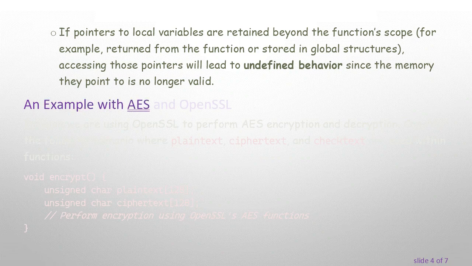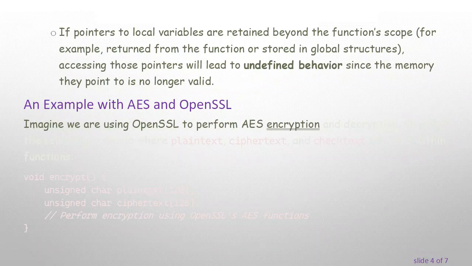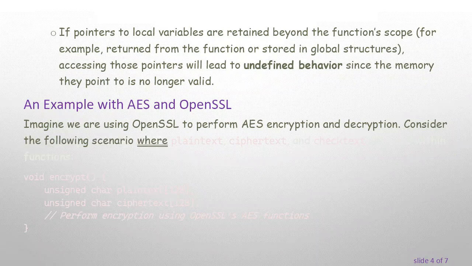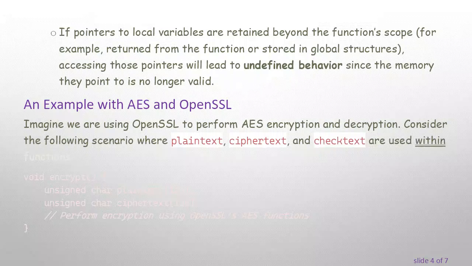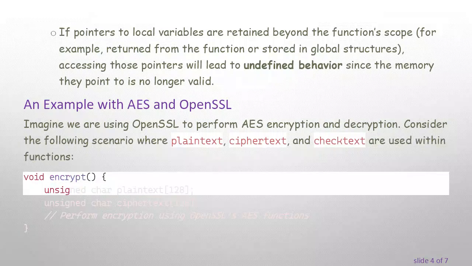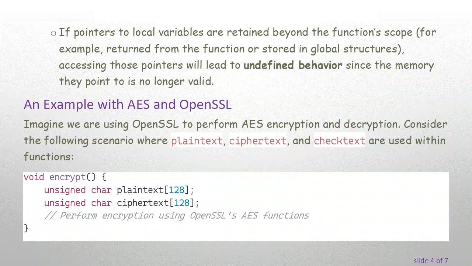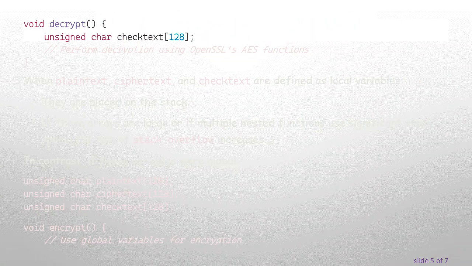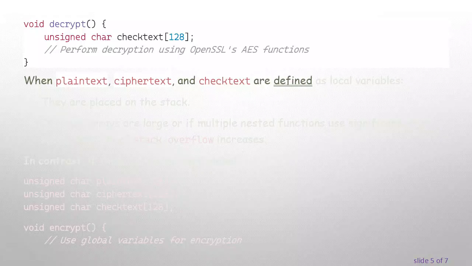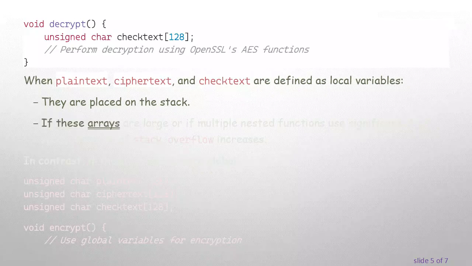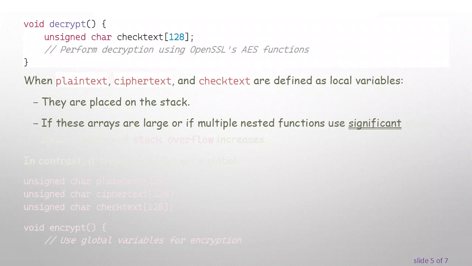An example with AES and OpenSSL. Imagine we are using OpenSSL to perform AES encryption and decryption. Consider the following scenario where plaintext, ciphertext, and checktext are used within functions. When plaintext, ciphertext, and checktext are defined as local variables, they are placed on the stack. If these arrays are large or if multiple nested functions use significant stack space, the risk of stack overflow increases.